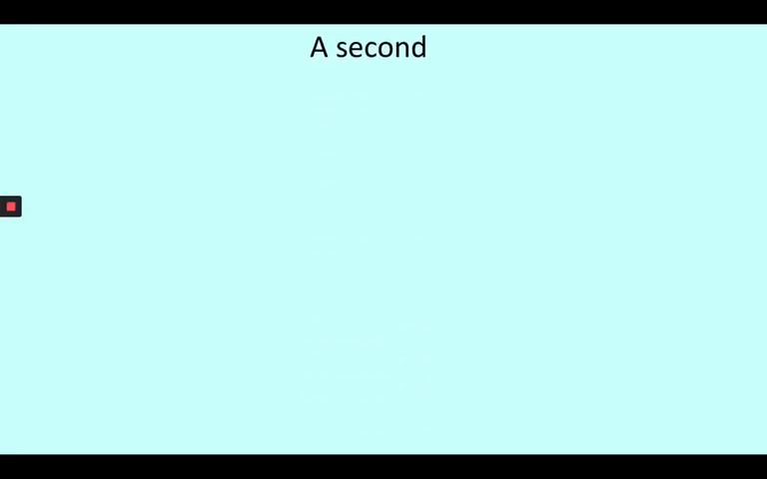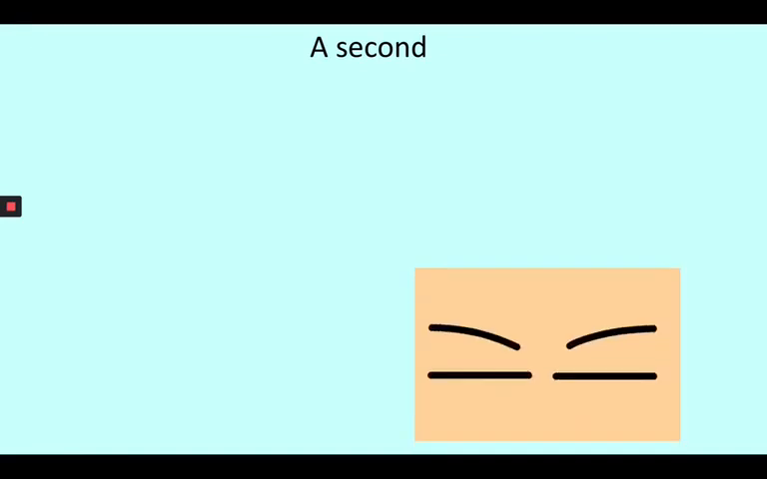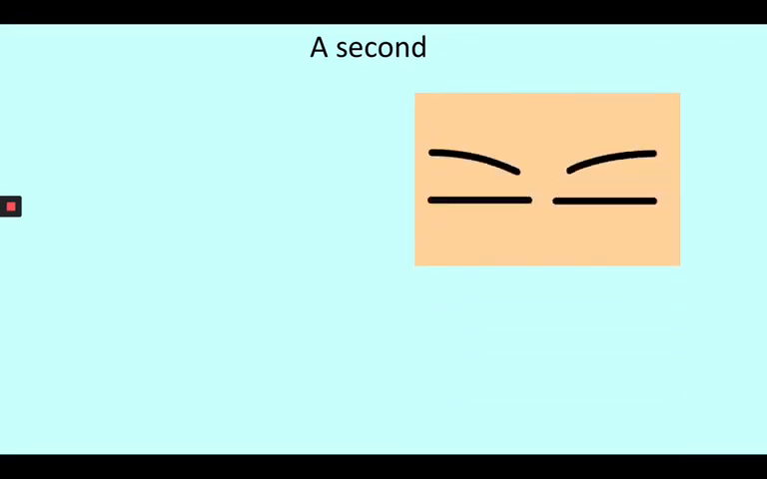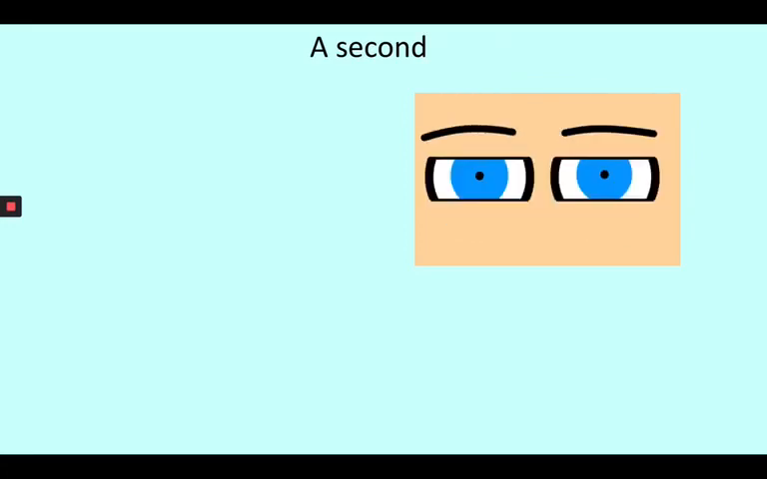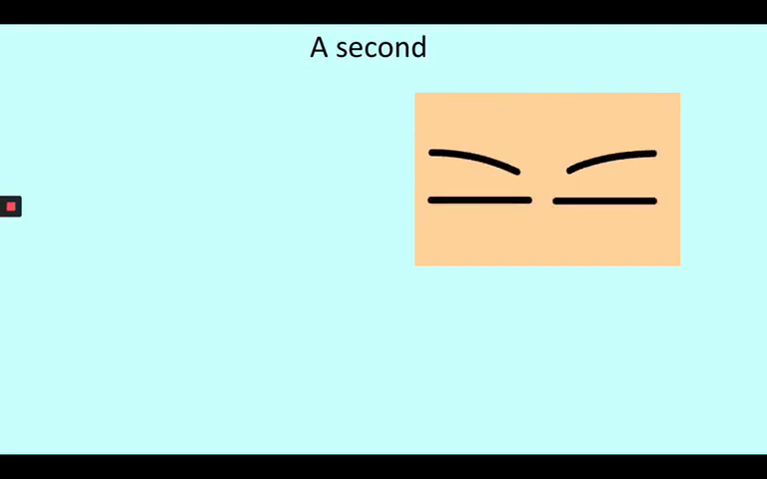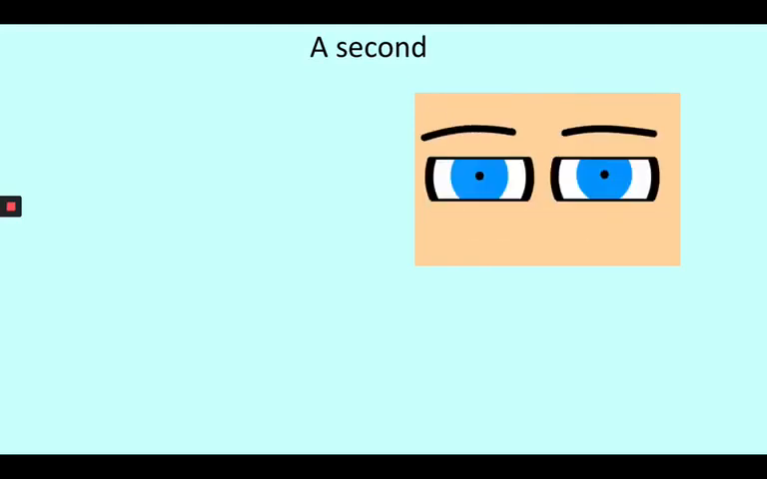So let's have a look at a second. What I want you to all do now is to blink your eyes. You can turn to look at each other, or you can look at your teacher or your grown up at home, and I want you just to blink your eyes. Okay, so in the time that took you to blink your eyes once, that was called a second. It took a second to blink your eyes.